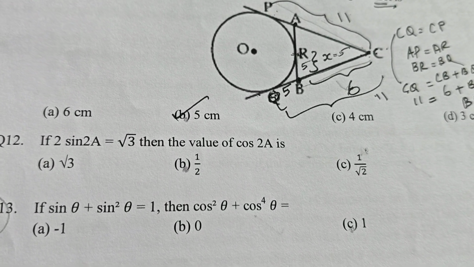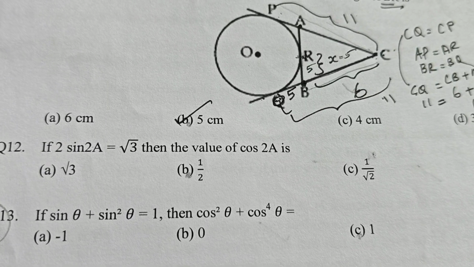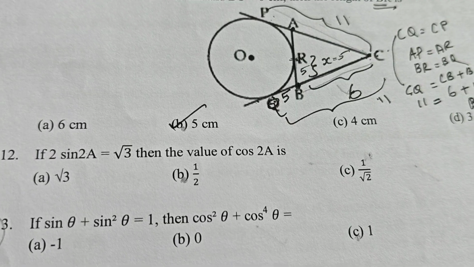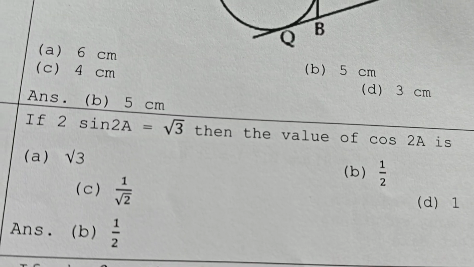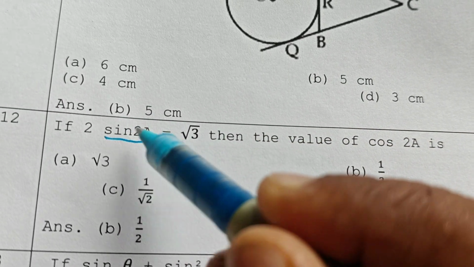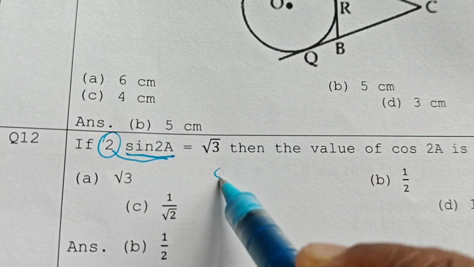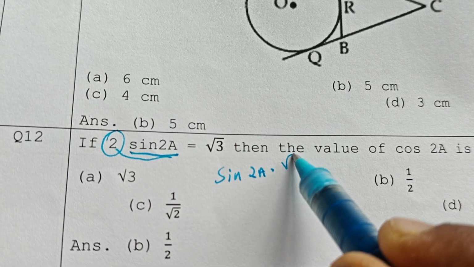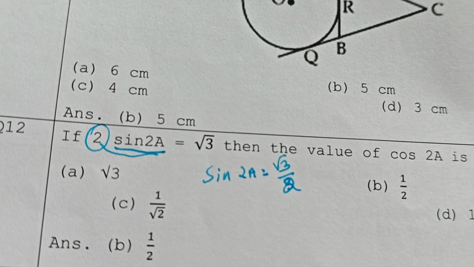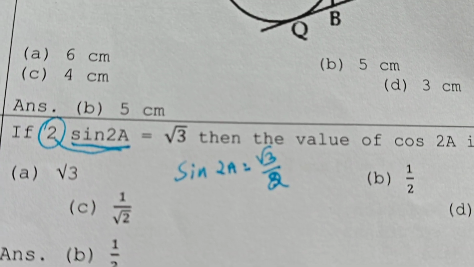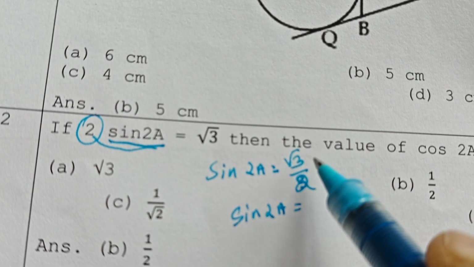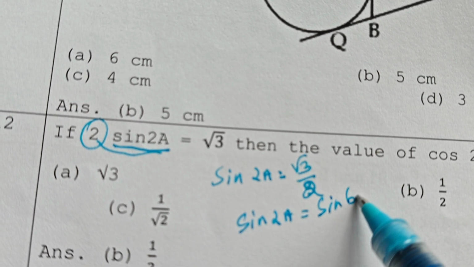Now we go to question number 12. If 2 sin 2a equals root 3, find the value of cos 2a. We want only the ratio. Transpose this 2 to this side, so you will get sin 2a equals root 3 by 2. For what value of sine will root 3 by 2 be available? Sine 60 degree. So convert this number into a ratio, sin 2a equals sin 60 degree.